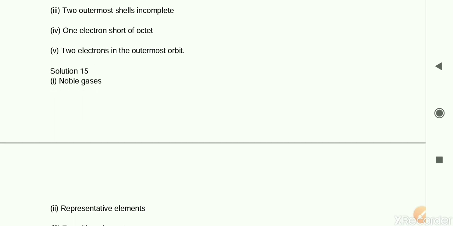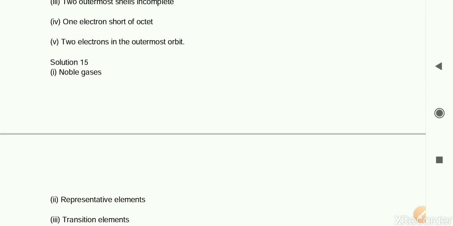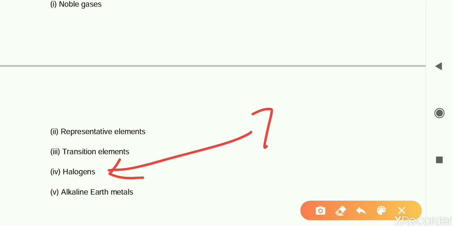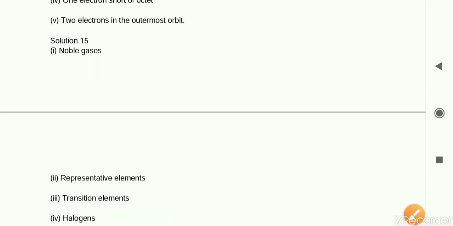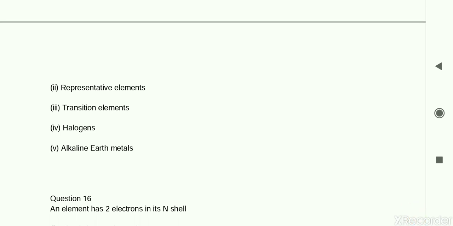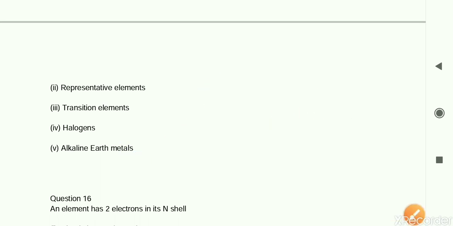Two outermost shells incomplete, not single outermost, two outermost, that is, they are called transition elements. Then fourth part, one electron short of the octet, means they are having 7 valence electrons. Then the 7 valence electrons are for halogens. The next question, the fifth part, 2 electrons in the outermost orbit. 2 electrons are in the outermost orbit for group number 2 and they are called alkaline earth metals.